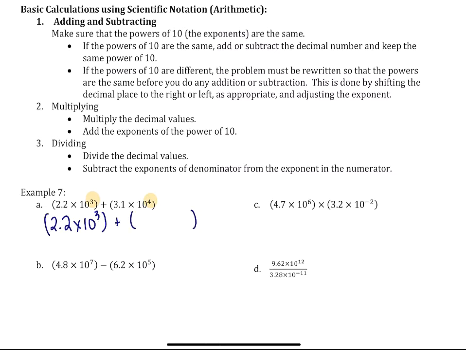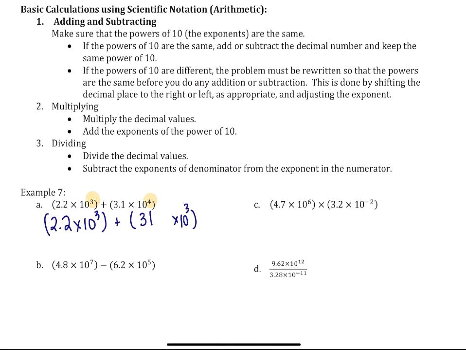But now I need to get the other term to 10 to the 3. That's only a difference of 1. Going from 4 to 3, that's just 1. When you're going from a bigger power to a smaller power, you're always moving to the right because you're essentially making a bigger number. So that 3.1 will now be 31.